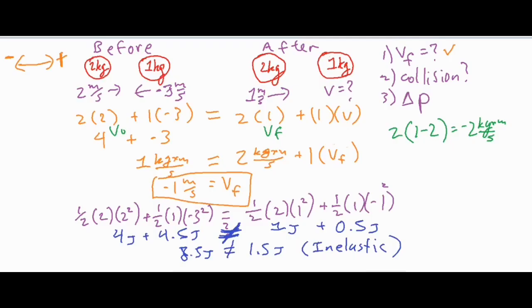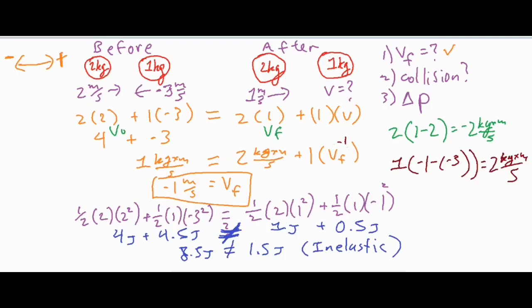Now, taking a look at our 1 kilogram ball, if we do the same thing, it has a mass of 1. And then here is its VF, which is negative 1, minus its VI or V naught, which is negative 3. So negative 1 minus negative 3 is basically negative 1 plus 3. So that's positive 2. So the impulse of the second object is positive 2.